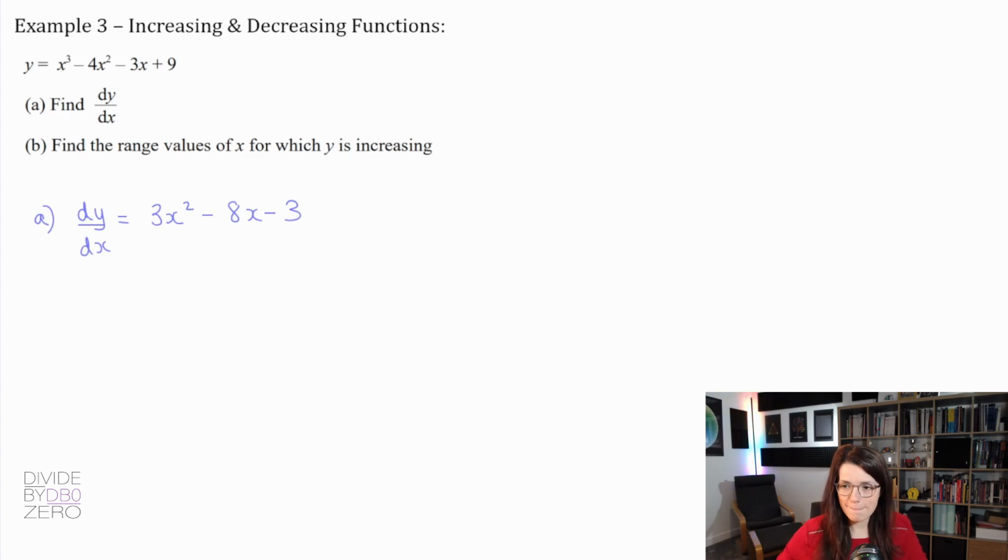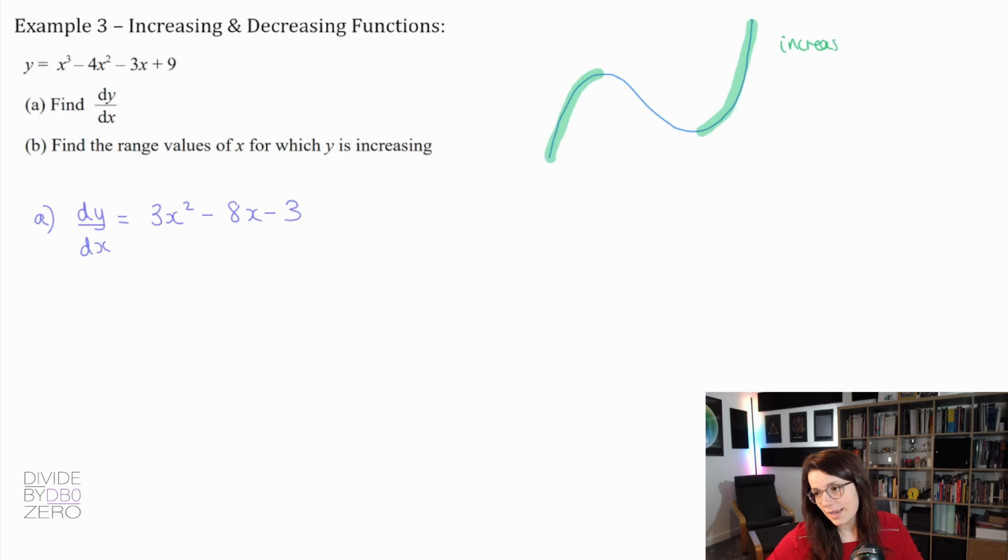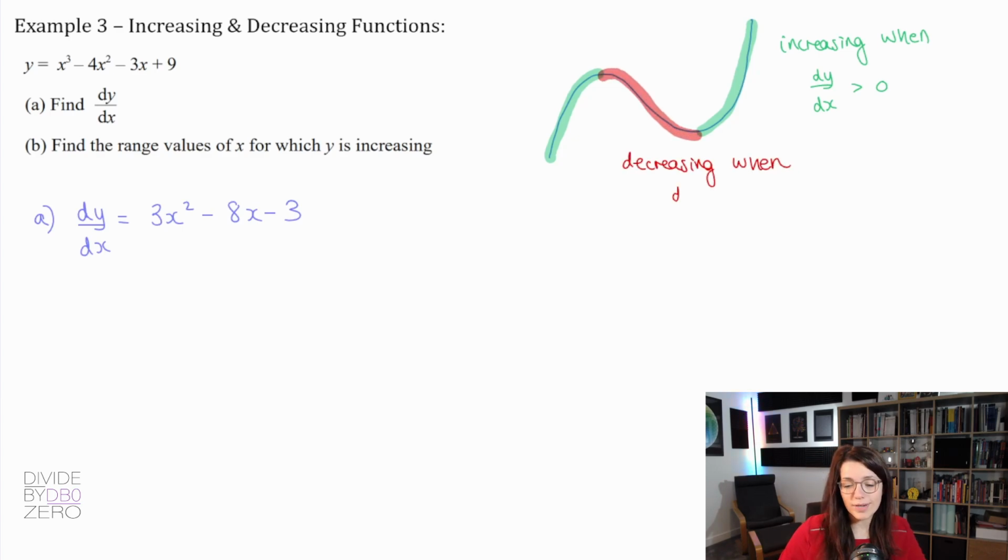Before we answer that, I'm just going to draw a picture here. So again, let's imagine a cubic. Now, for a function to be increasing, all that means is where its gradient is positive. So in this picture, those green parts would be where it's increasing. And that's when the gradient, or dy/dx, is positive, greater than 0. On the other hand then, a function is said to be decreasing when its gradient is negative.